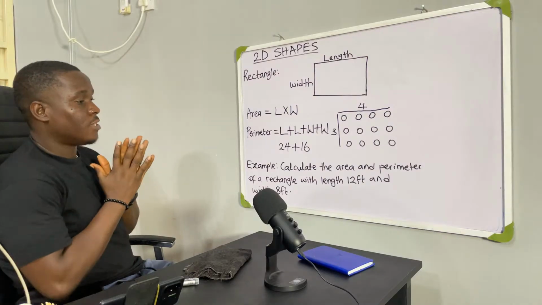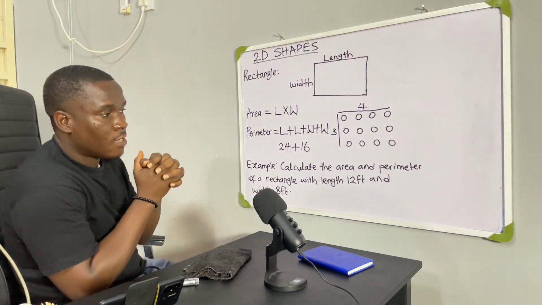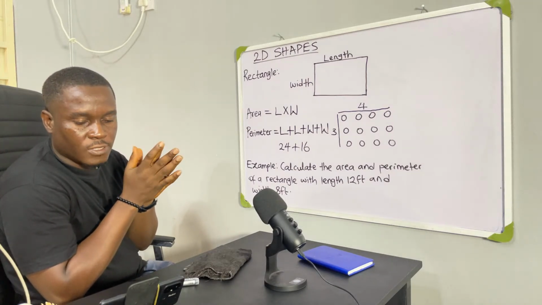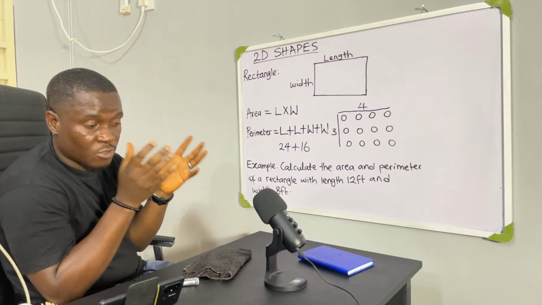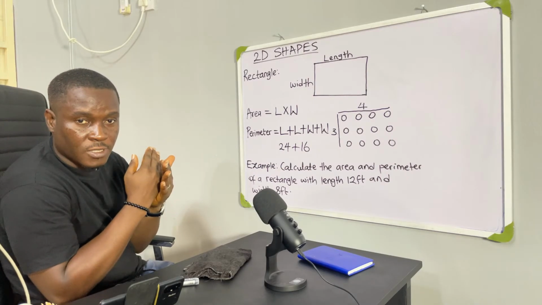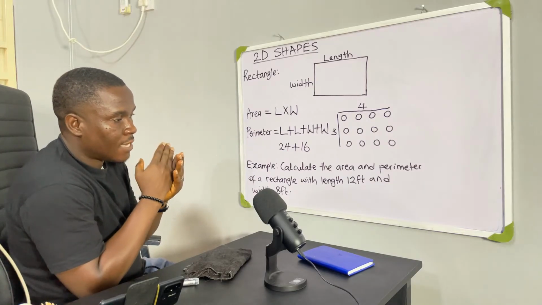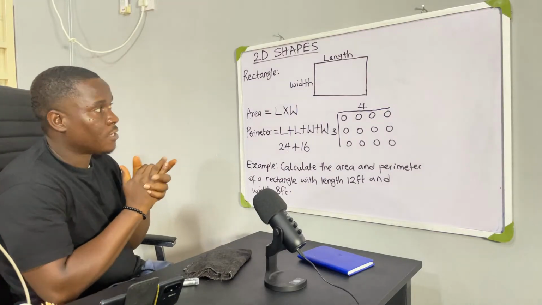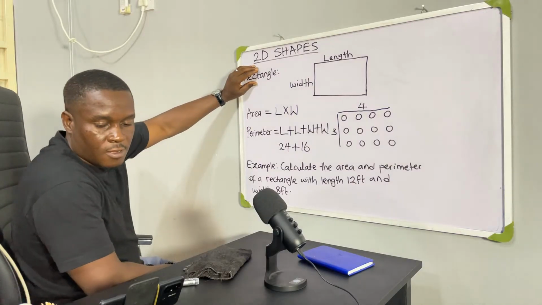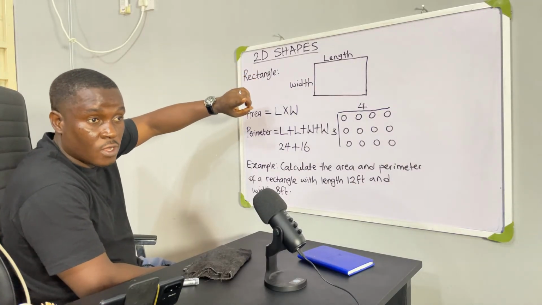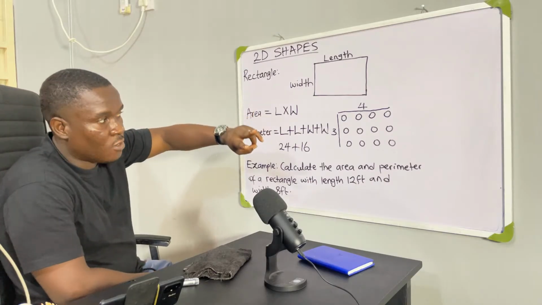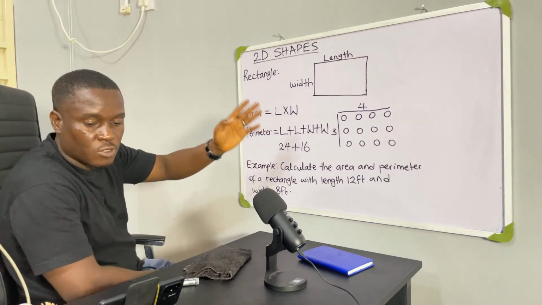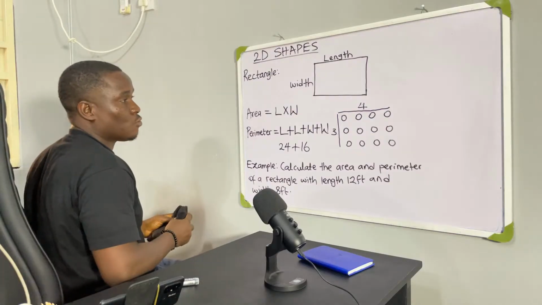Okay, so the area of the rectangle is 96 square feet. But most times I don't bother my students with the units because the most important thing for the ASVAB test is to get the numbers, right? So 96 square feet and the perimeter is 40 feet. Okay, good. So we've seen the formula for calculating the area and perimeter of a rectangle. Area is length times width. Perimeter is length plus length plus width plus width. Okay, so now let's go to square.